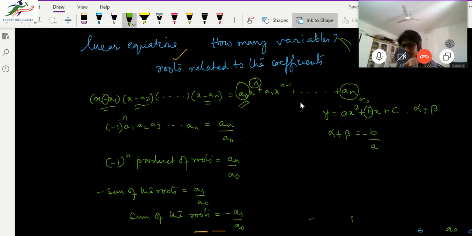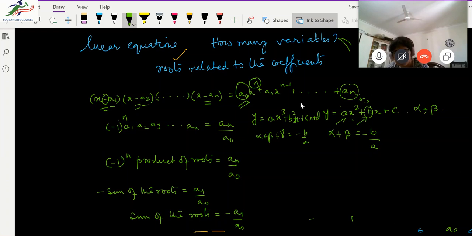This would always be the sum of the roots. So if it is quadratic, it would be minus b by a. If it is higher powers, let's say ax cube plus bx square plus cx plus d, there also alpha plus beta plus gamma would be minus b by a. So this remains the same. Sum of the roots will be the coefficient of the second highest power of x divided by the highest power of x, negative of that.